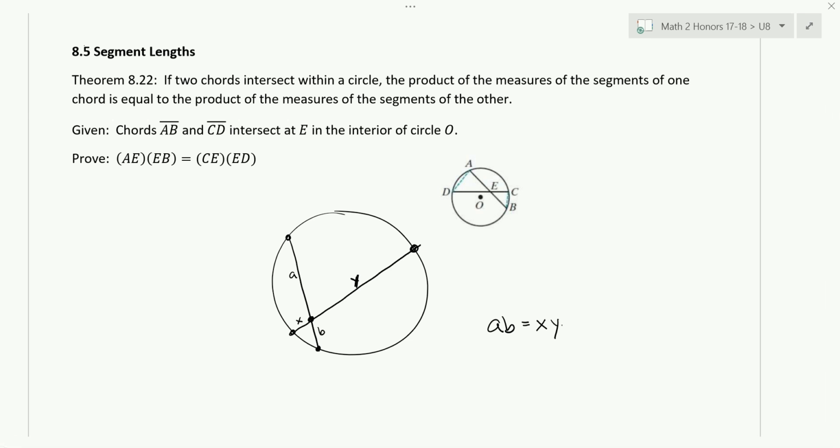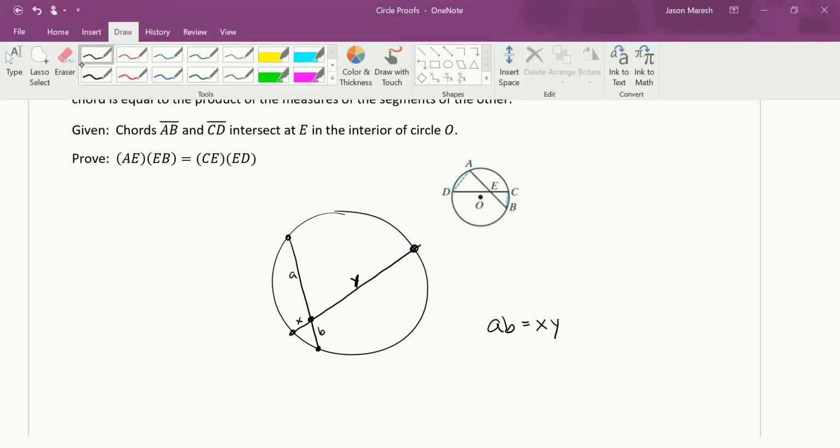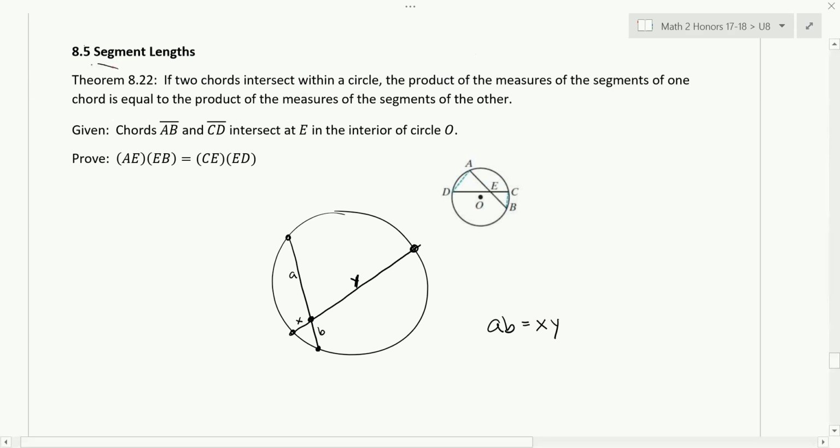You take any two segments in a circle, make them cross, and wherever they cut each other, one length times the other is equal to the product of the other two segments from the second chord. So where does this come from? Well, in the proof, we're going to use similar triangles. In Unit 6, we studied similar triangles. We didn't do lots of proofs with them, but there are so many applications and proofs that similar triangles can help us with. So I'm going to save this one for you to do because this is the easiest of the three.